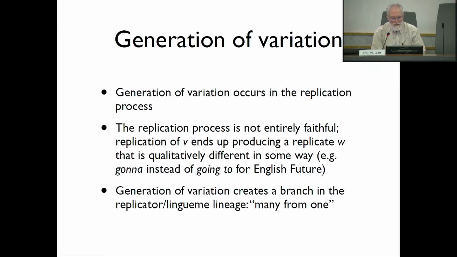So the effect of this is that when you produce W instead of V, some slightly different form of the variant, you have created a branch in this replicator lineage. So basically, you've produced many variants from one variant that existed beforehand.